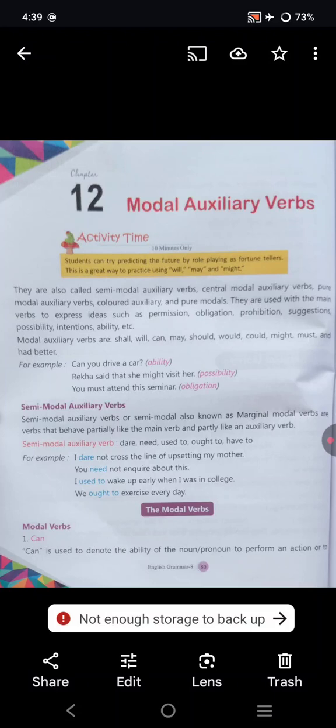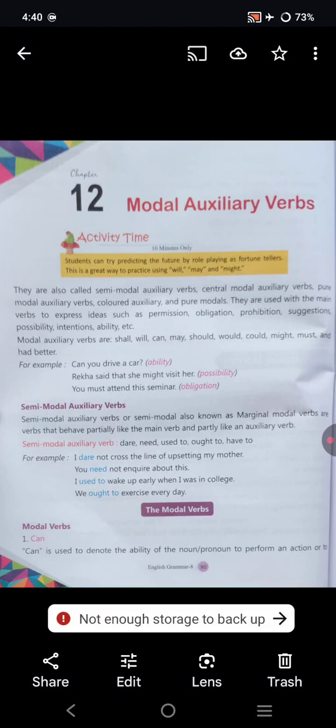For example, can you drive a car? It shows ability. Rekha said that she might visit her. It shows possibility. You must attend this seminar. It shows obligation.